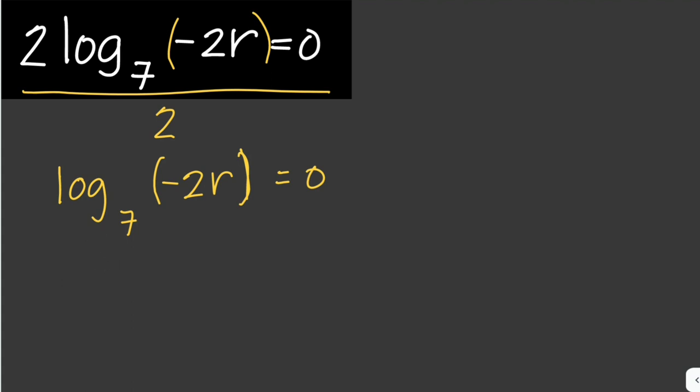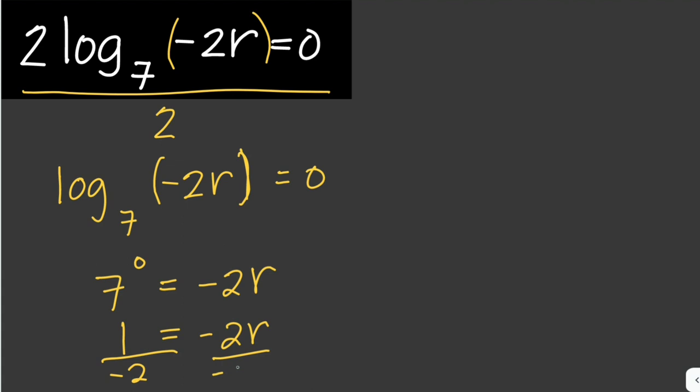following the logarithm rules. This would be 7 to the 0 equals negative 2r, and this is just equal to 1 equals negative 2r, divided by negative 2. Therefore, the value of r is just equal to negative 1/2.